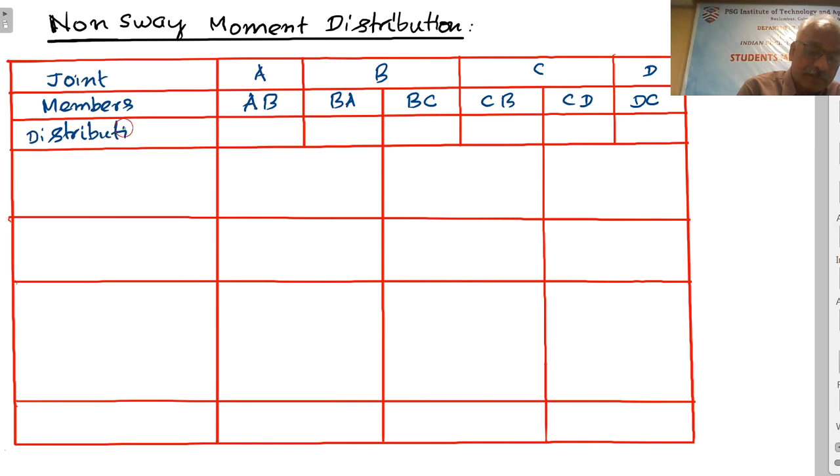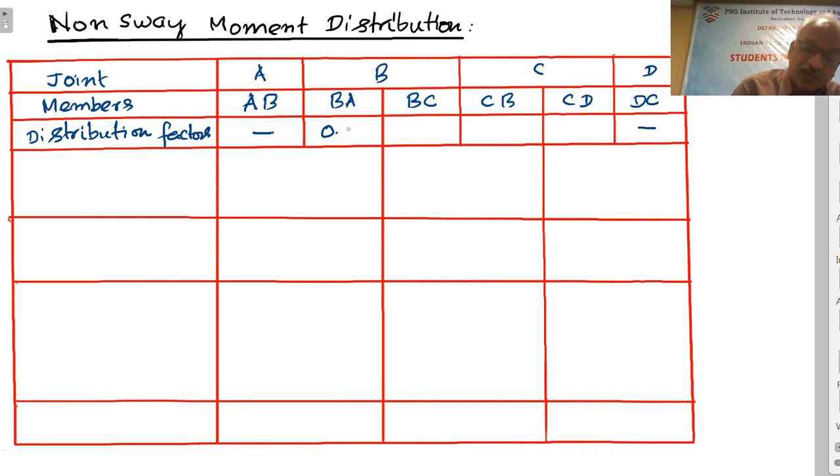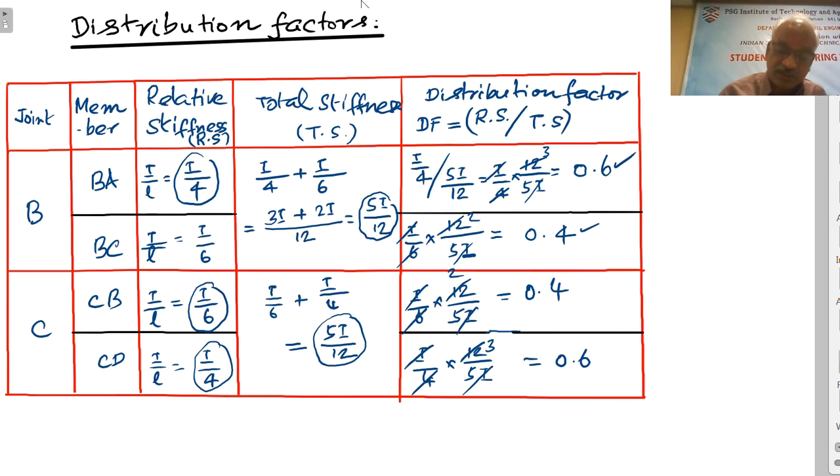Distribution factors. For AB there is no distribution factor because there is only one member. DC also has only one member. For other members, for BA it is 0.6, for BC it is 0.4. Now coming to CB, for the beam it is 0.4, for the column it is 0.6.